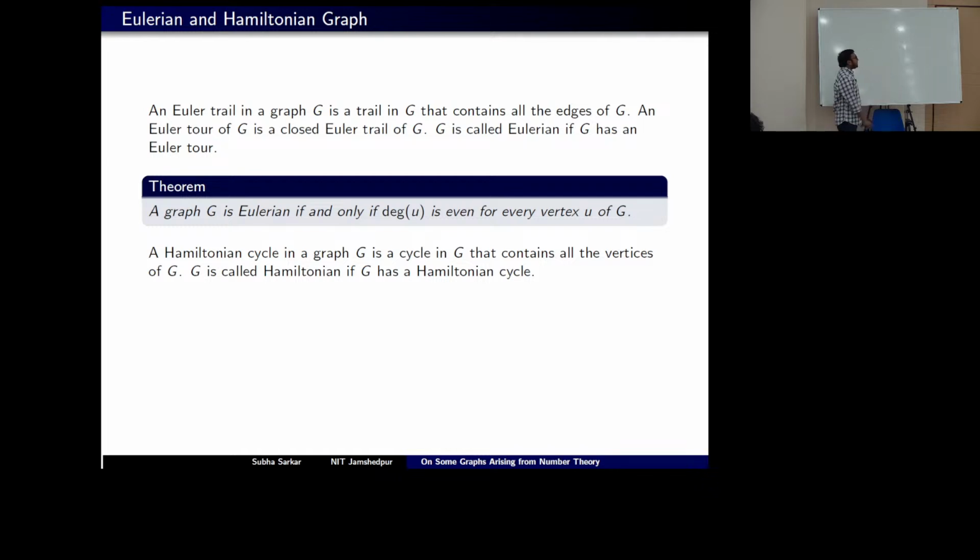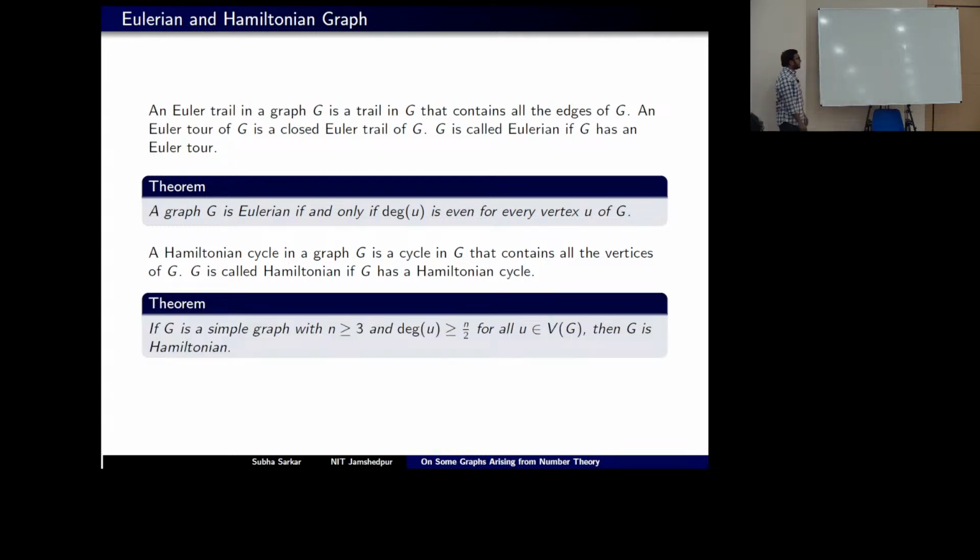Now, there is a sufficient condition for Hamiltonicity: if G is a simple graph with the degree of each vertex bigger than or equal to n/2, then G is Hamiltonian. But this is only a sufficient condition, this is not a necessary one.